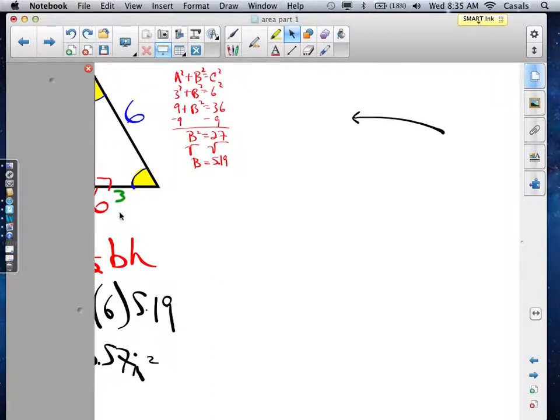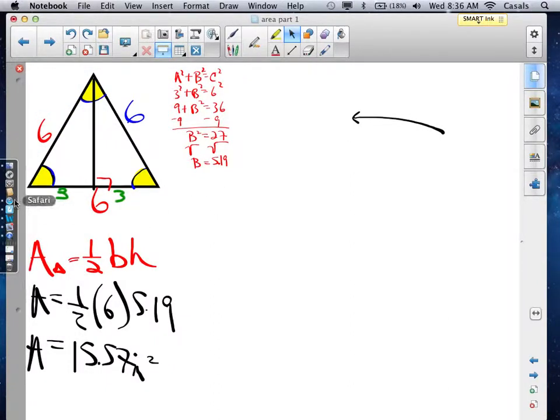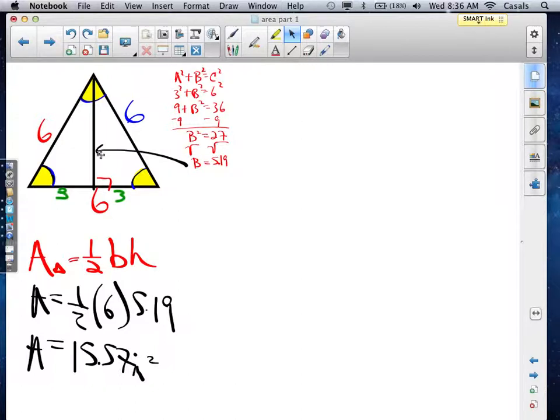Using the Pythagorean theorem. Again, this side could be A and this could be B, or this could be A and this could be B. It doesn't matter as long as this is what? As long as this is C. So here's my Pythagorean theorem. A squared plus B squared is C squared. 3 squared plus the other side squared, which I don't know, is equal to the hypotenuse, 6 squared. So that's 9 plus B squared is 36. Subtract 9 from both sides. B squared comes out to be 27. I take the square root of both sides, and B is equal to 5.19. So then that means that the height of this triangle right here is 5.19.